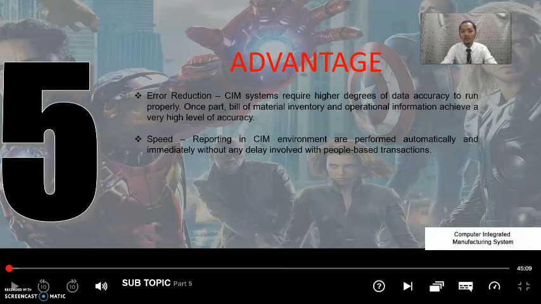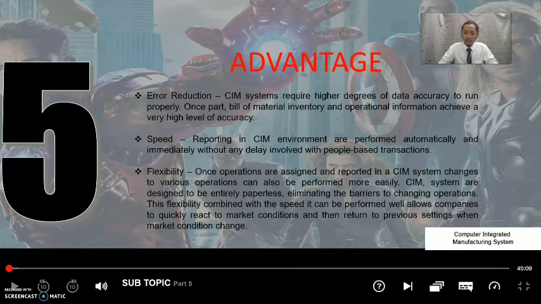The third advantage is flexibility. Once operations are designed and reported in a CIM system, changes to various operations can also be performed more easily. CIM systems are designed to be entirely paperless, eliminating the barriers to changing operations. This flexibility, combined with the speed it can be performed at, allows a company to quickly react to market conditions and then return to previous settings when market conditions change.